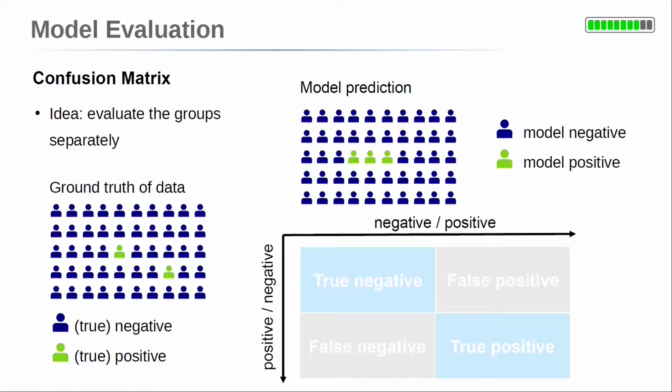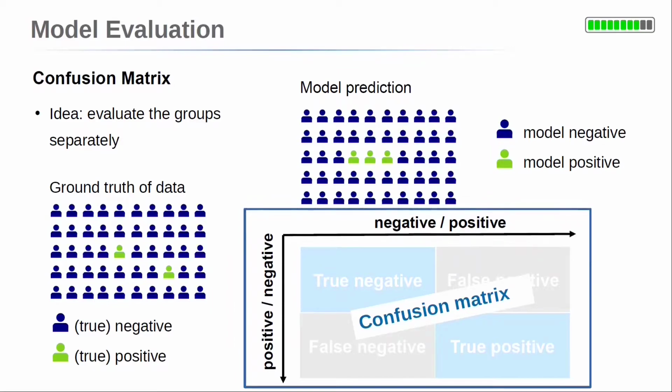So, how can we evaluate the classification model? The idea is to evaluate the groups separately. On the left hand, the ground truth of the data is displayed with 2 people which have a disease and 48 without. On the top, the model prediction is shown. In our example, our model predicts for 3 people a disease. The ground truth and the model prediction can be compared in a table called confusion matrix.